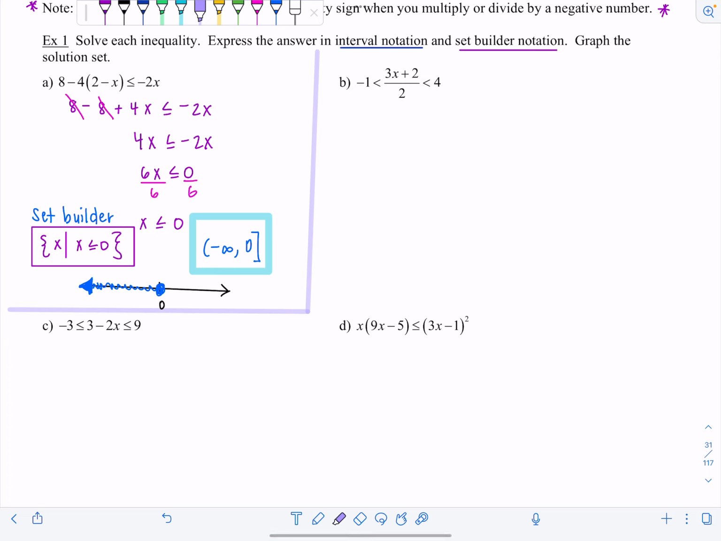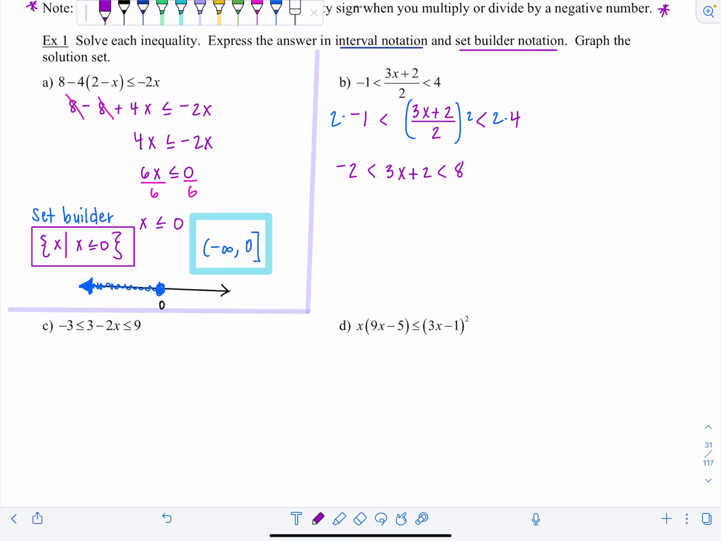This time we have a compound inequality. So I'm trying to isolate x in the middle. Whatever I do to one part, I have to do to the other two parts. Let me rewrite it so it's not so squished: -1 less than (3x plus 2) over 2 less than 4. If I'm trying to get x by itself in the middle, I'm going to multiply everything by 2. And now I'll have -2 is less than 3x plus 2 is less than 8, like that.